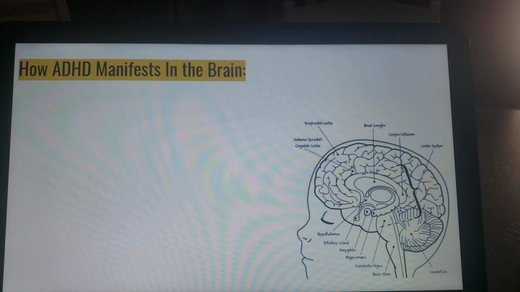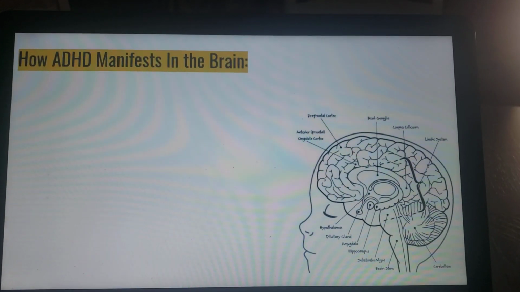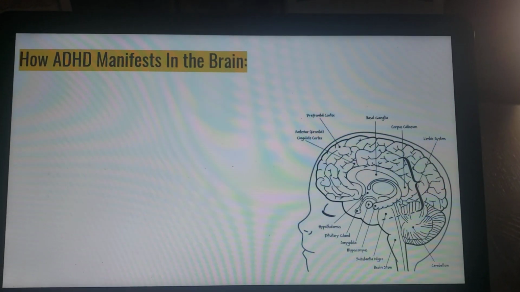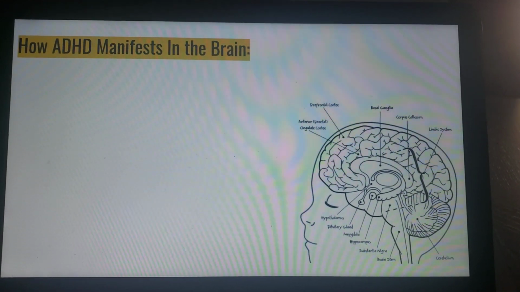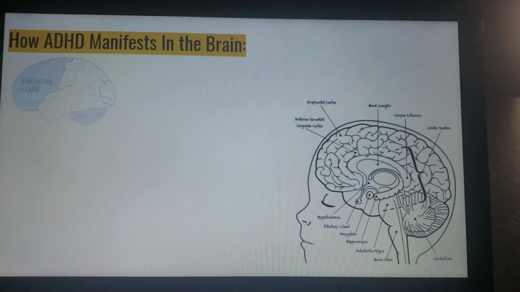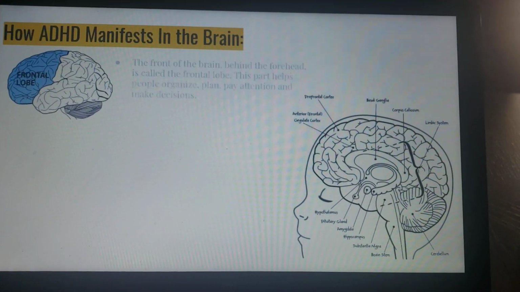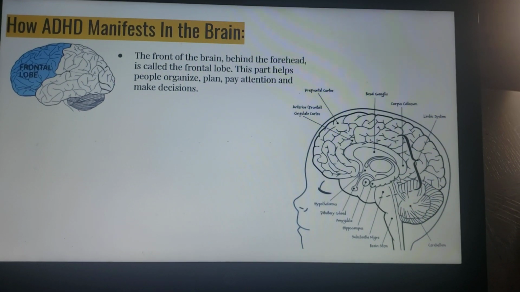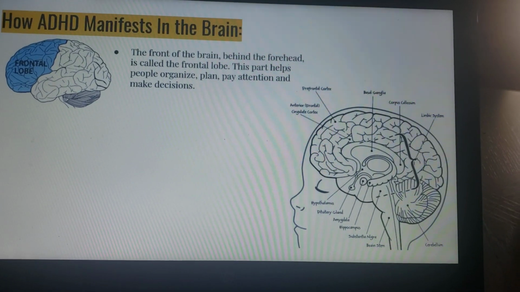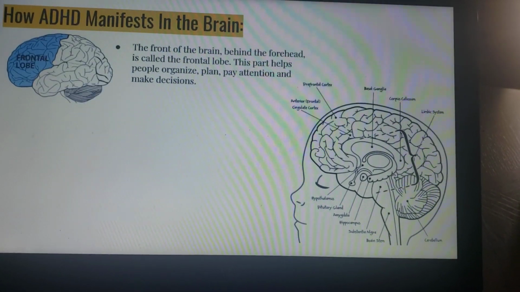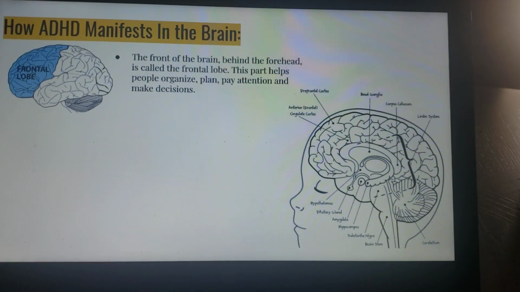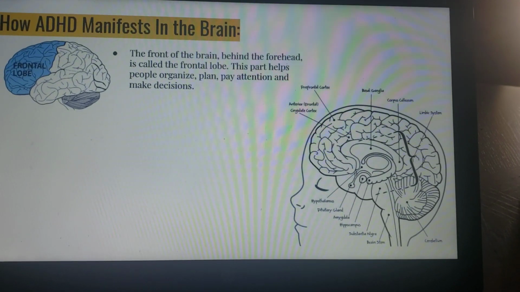So, how does ADHD manifest in the brain? Again, here we have a diagram of the child's brain, and it's labeled with different parts. The frontal lobe is the front of the brain, and it's behind the forehead. This part helps people organize, plan, pay attention, and make decisions.